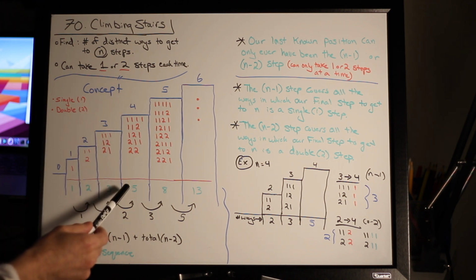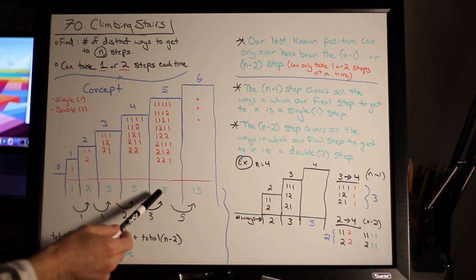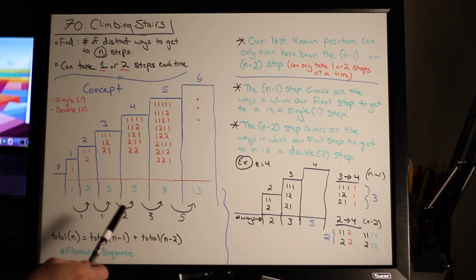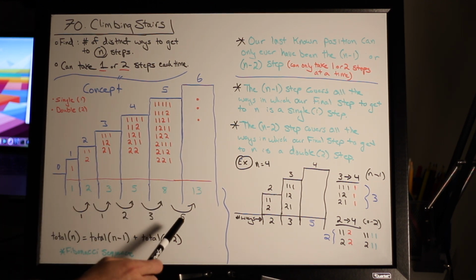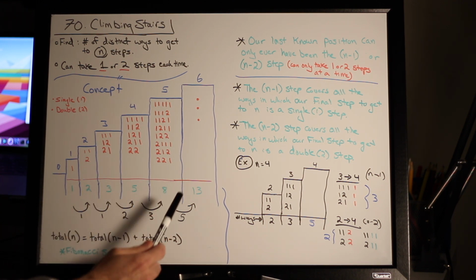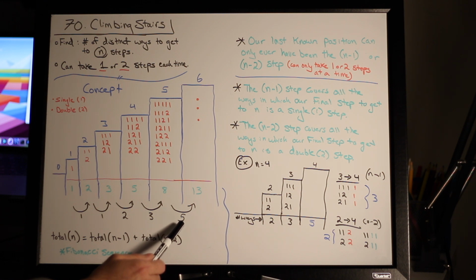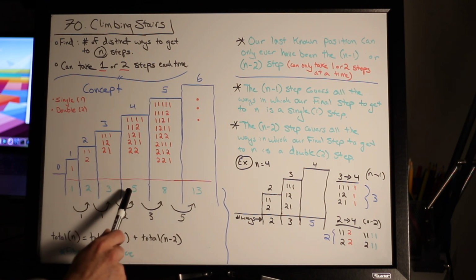So for step 4 we have 5 ways of getting there. For step 5 we have 8 ways of getting there. 8 minus 5 is equal to 3. And we can apply this to all the other steps. If we take a deeper look at that, we can actually see that the difference between any 2 steps is actually equal to the total number of ways to get to the previous step.